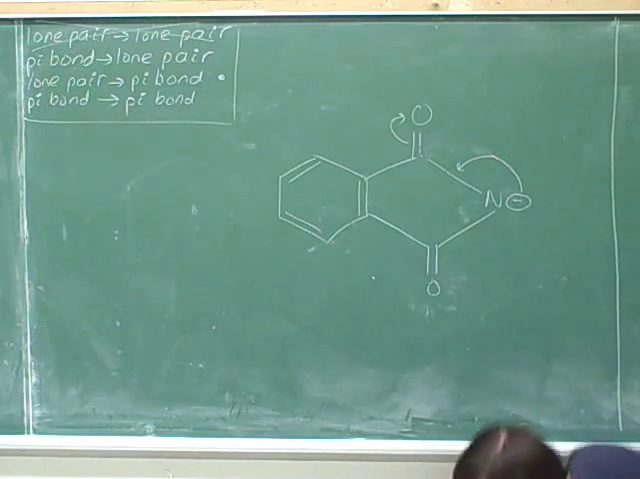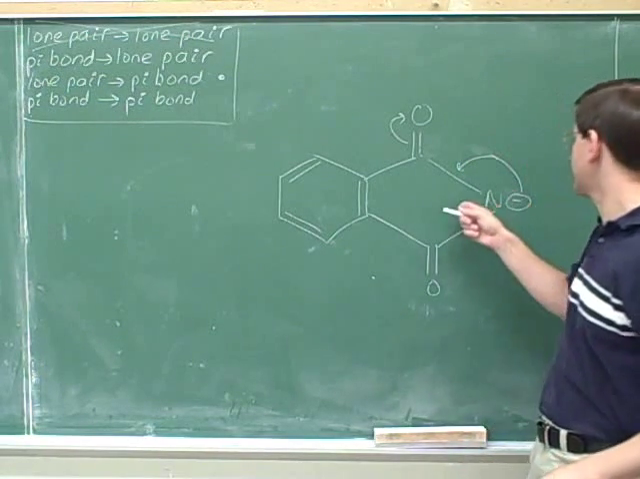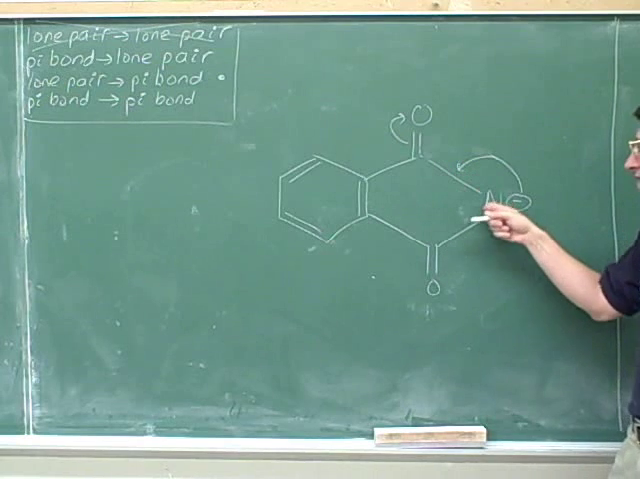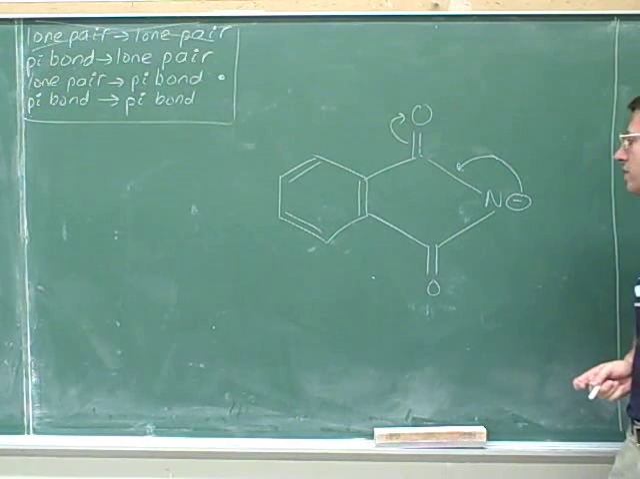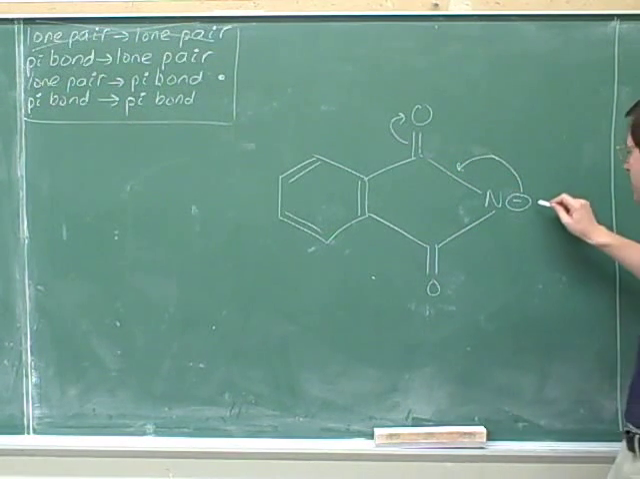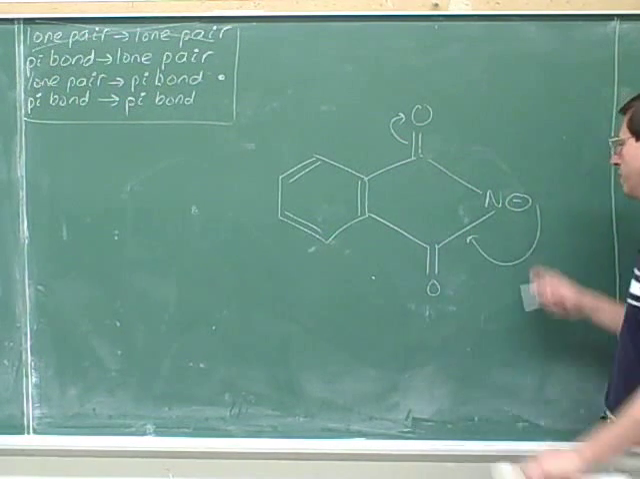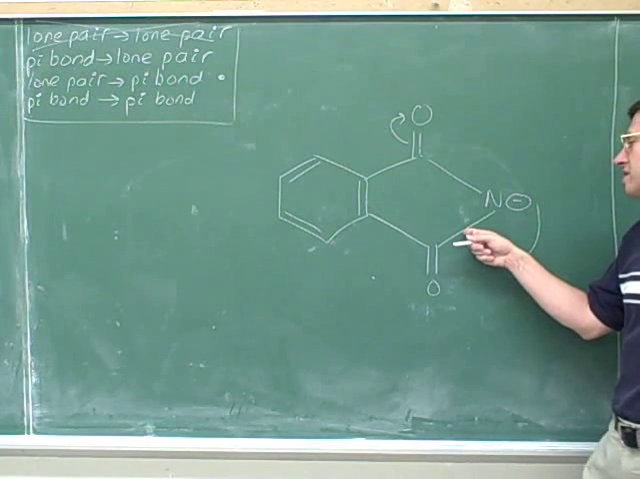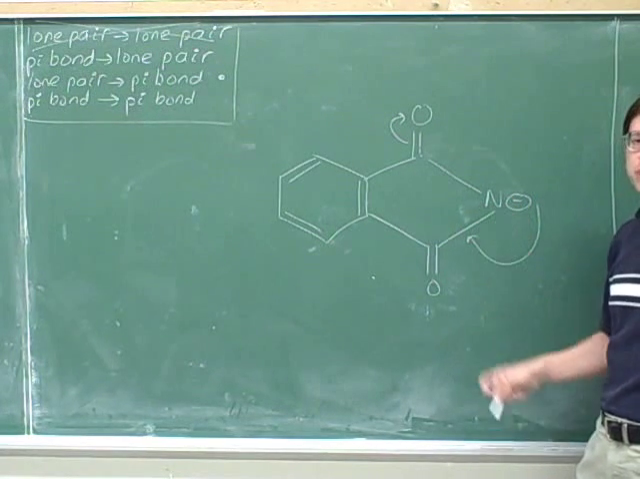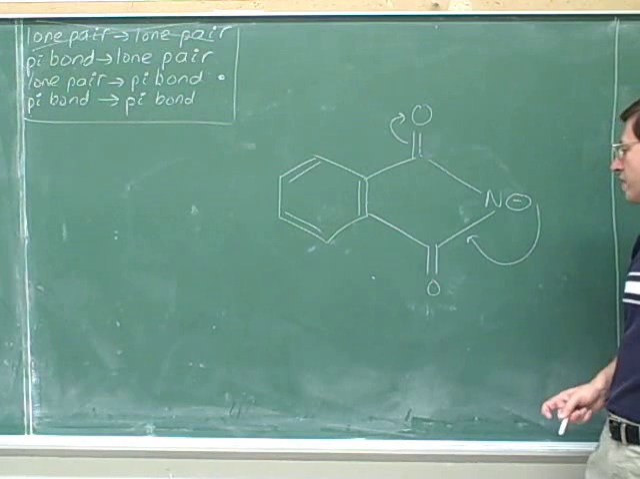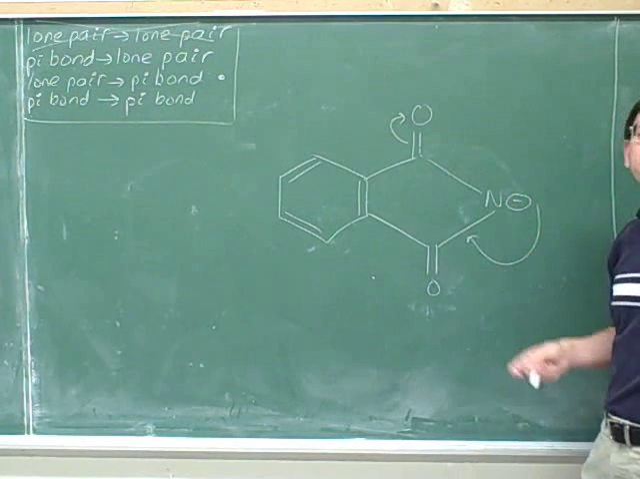This would be an arrow that would be placing the lone pair into a pi bond that's as close as possible to the original lone pair. So this would be correct. Of course, if we wanted, we could also move the lone pair and put it down here. This is another location with the pi bond that's as close as possible to the original lone pair. So putting a pi bond either down here or up here would be fine.